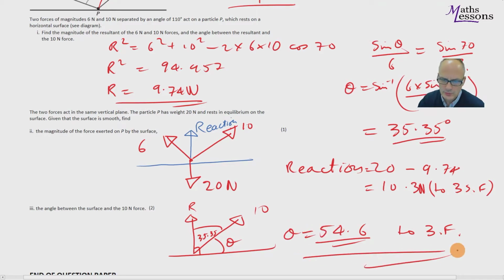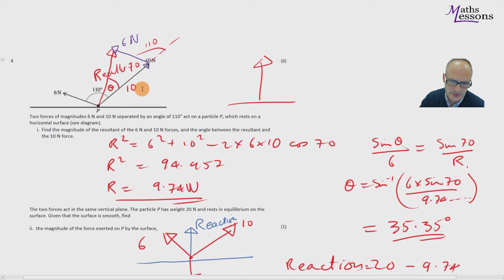Now this question caused a lot of problems, mainly because the students tried doing normal resolving to get the components. I think they tried perpendicular, vertical and horizontal, and got into quite a lot of mess on that because they didn't quite work out what this angle was and what this angle was, because it's not easy to do initially.